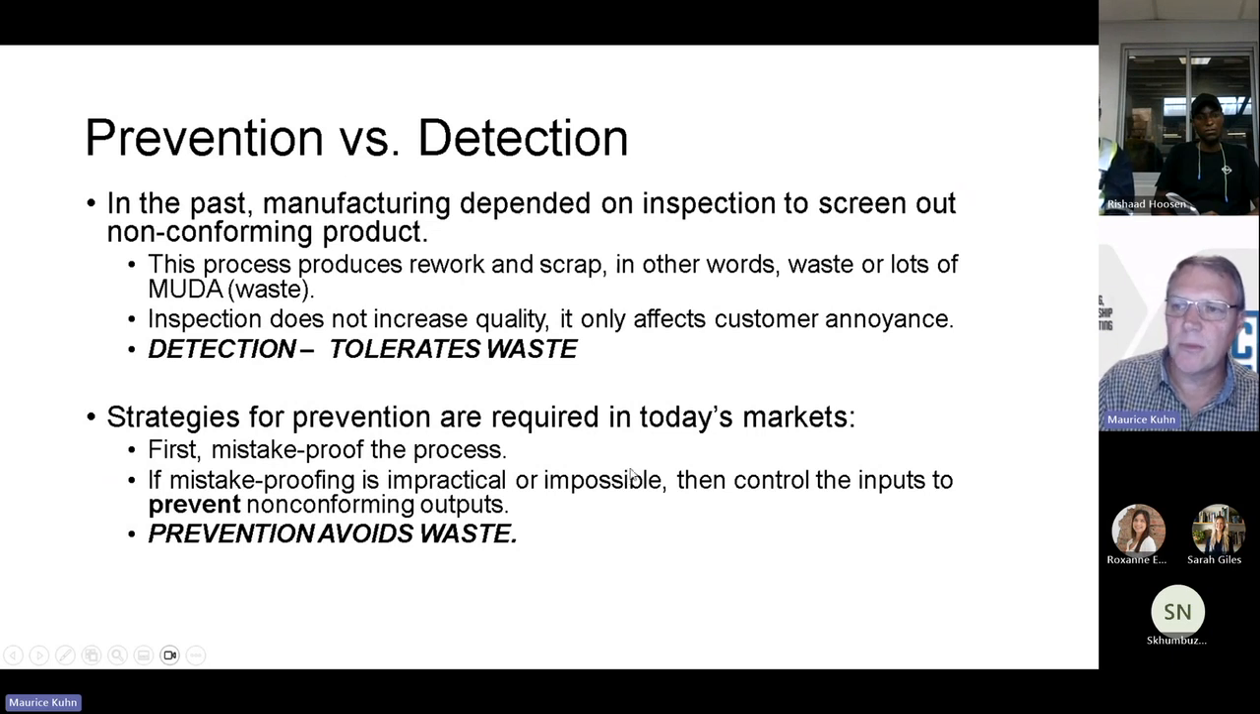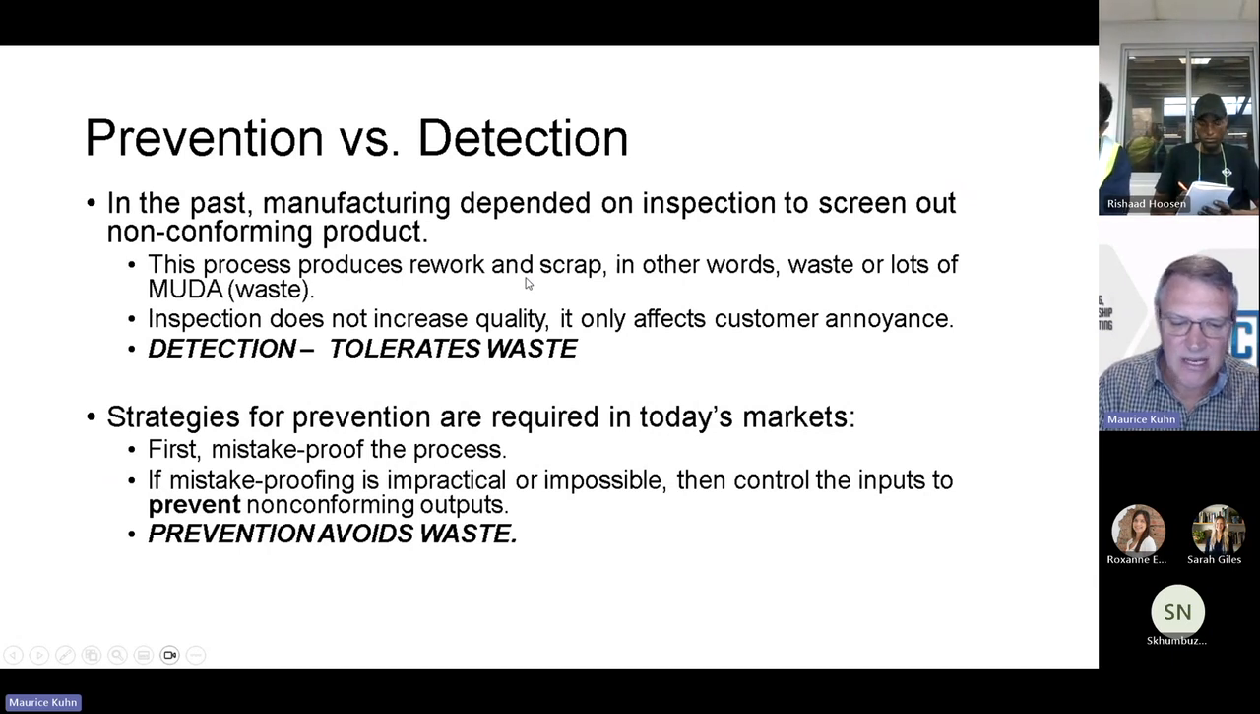So let's just talk a little bit about prevention versus detection, because detection means nothing if it can't lead to prevention. So in the past, manufacturing depended on inspection to screen out non-conforming products. The process itself produced a lot of rework and scrap, so lots of waste, or muda, as they call it in Japanese. Okay, total uselessness. That's how they see the waste of muda. Inspection doesn't increase quality. It only affects customer annoyance.